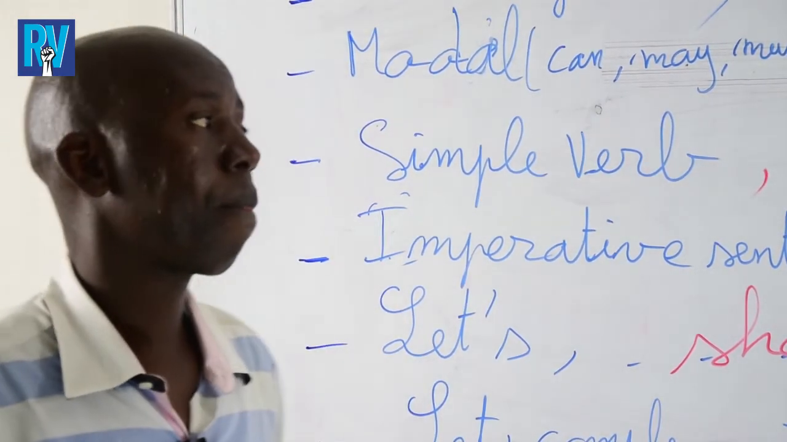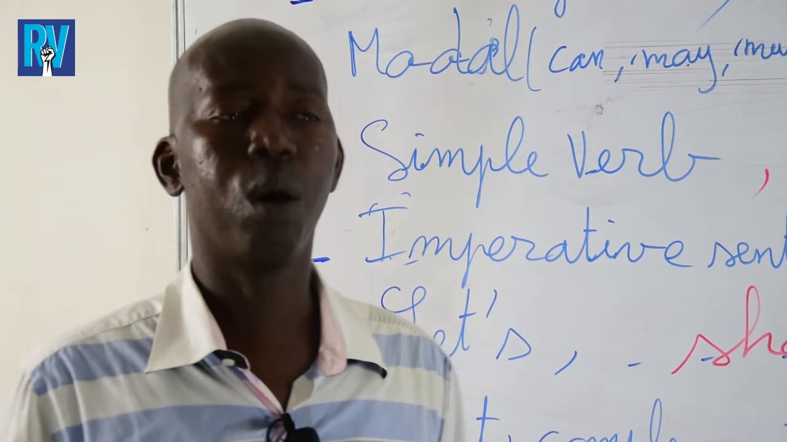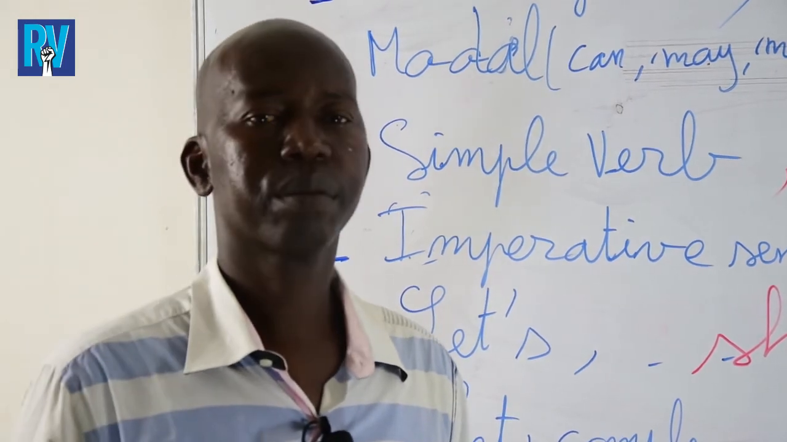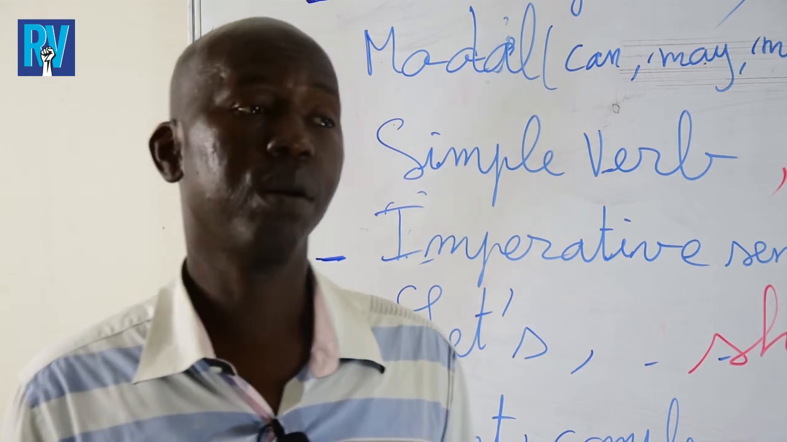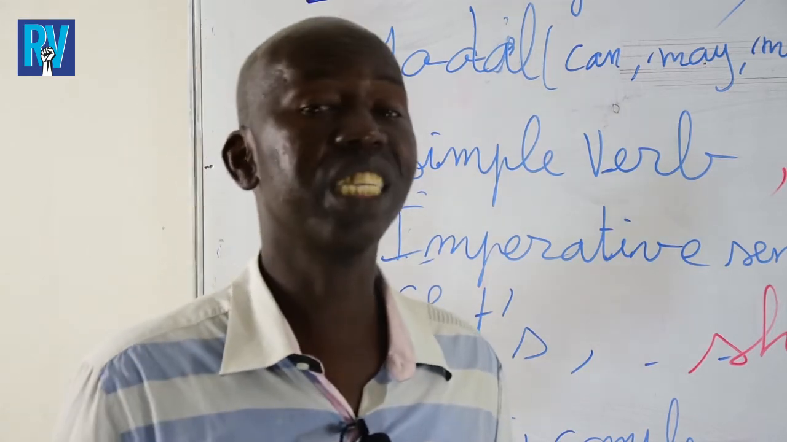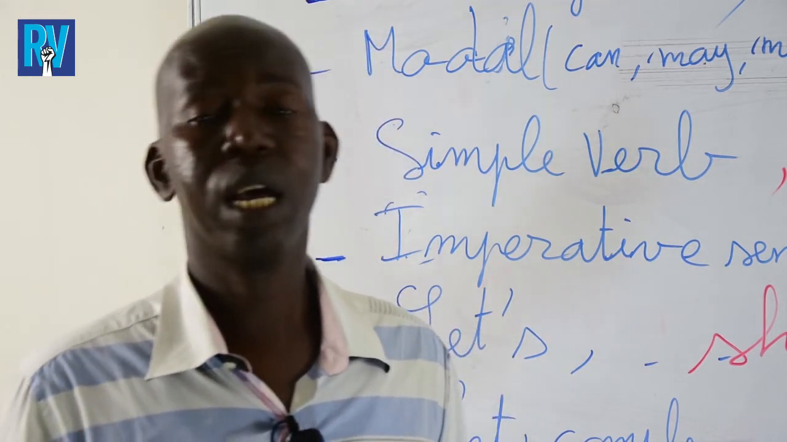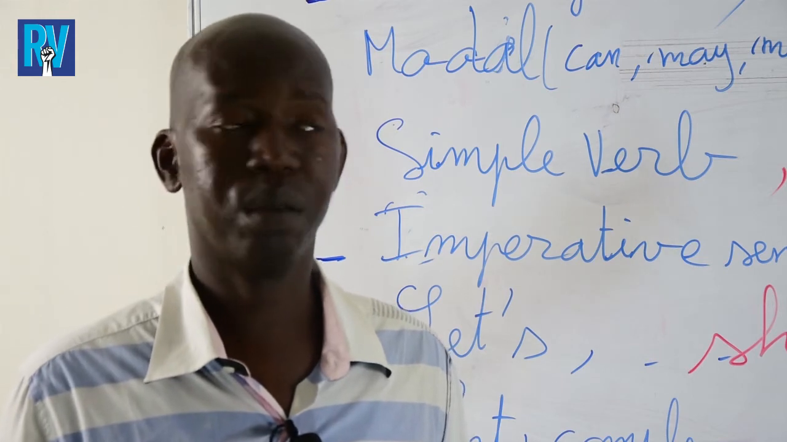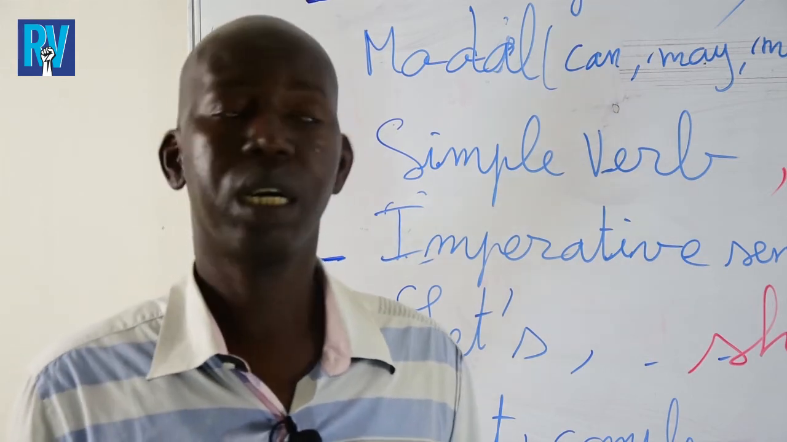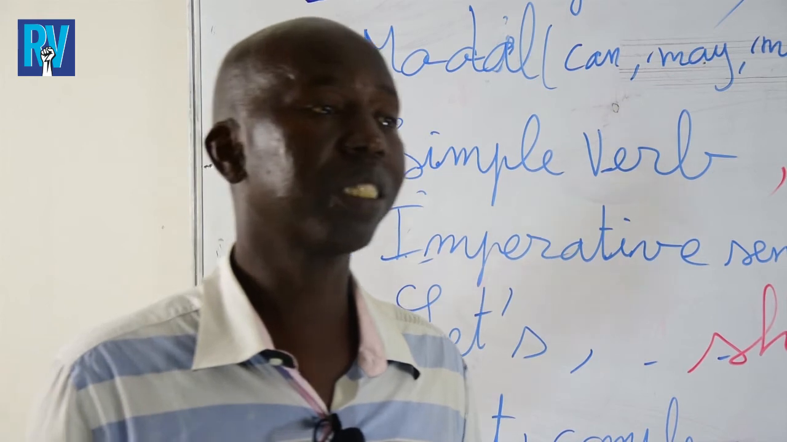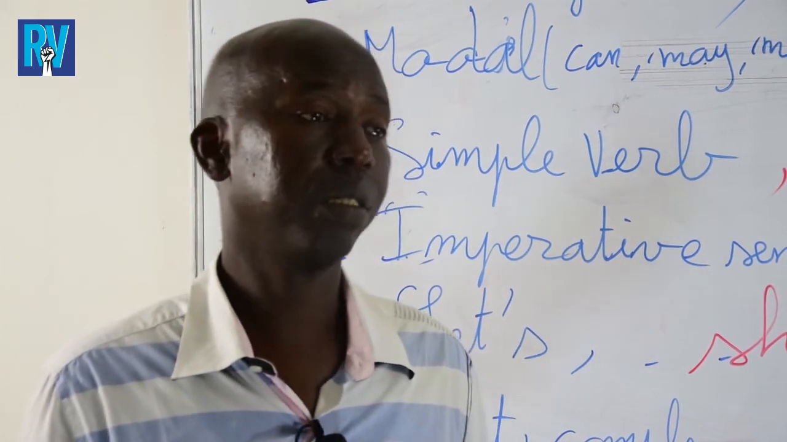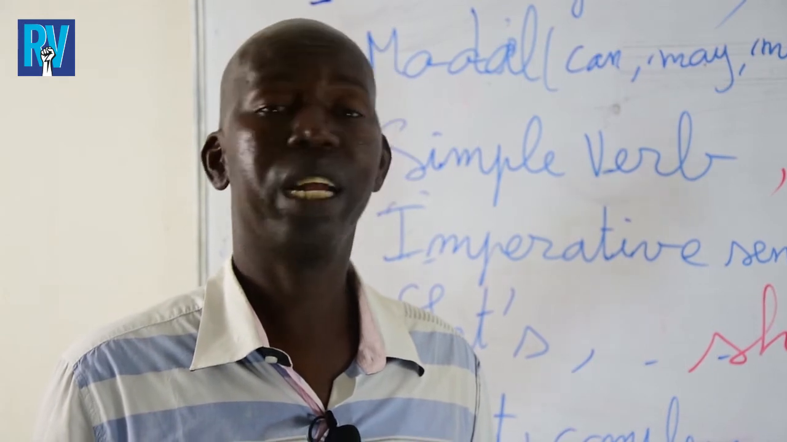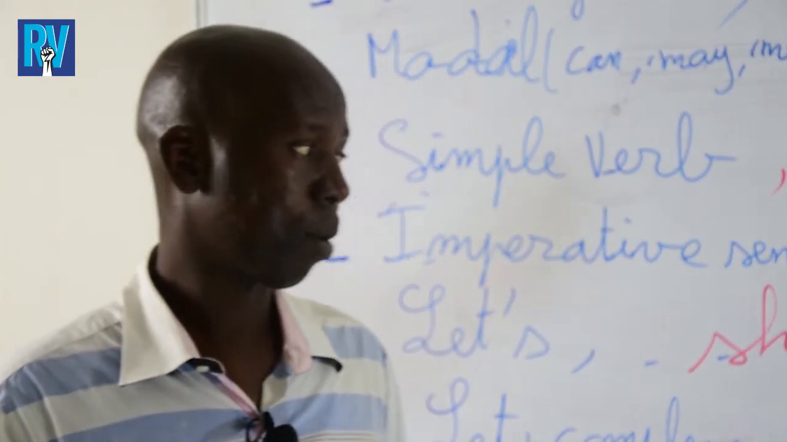Autre chose, on ne met pas de nom dans le tag. Les noms sont toujours remplacés par un pronom. Fatou is, isn't she. Ne mettez pas isn't Fatou. Non, on ne met pas de nom. On remplace toujours par un pronom. The students are. Ne mettez pas aren't the student. Mettez aren't they.